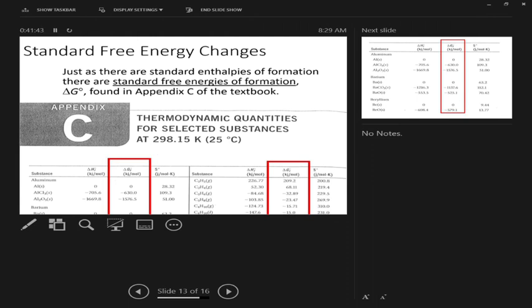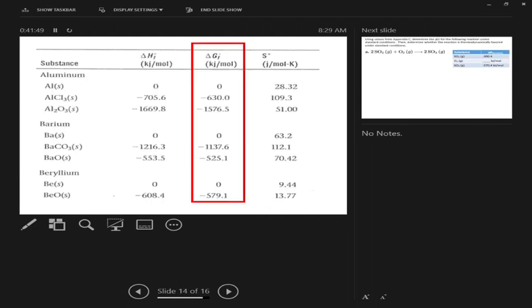And just like delta H, delta G will also have 0 values for elements in their natural state. So like aluminum is naturally a solid. For solid aluminum, remember that delta H of formation was 0 because that's aluminum in its natural state. S didn't do that for us. S always has a value because everything has some entropy as long as it's not at absolute 0. But delta G also is 0 in the same places where the delta H of formations were 0. So for pure elements in their natural state, you can assume that the delta G of formation is 0, just like with those delta H's.